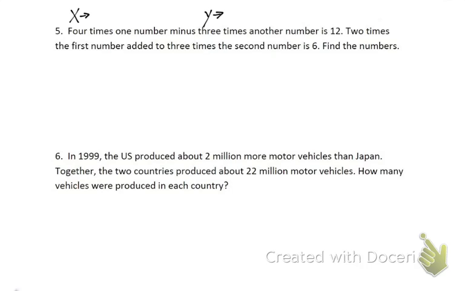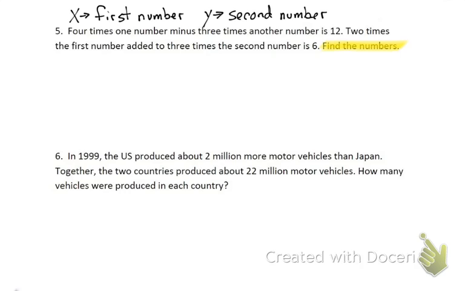We're going to call x simply the first number, meaning that we'll call y the second number. That's what we don't know. We don't know what the first number is. We don't know what the second number is. And that's, obviously, what we're trying to find, because right here it says find the numbers.